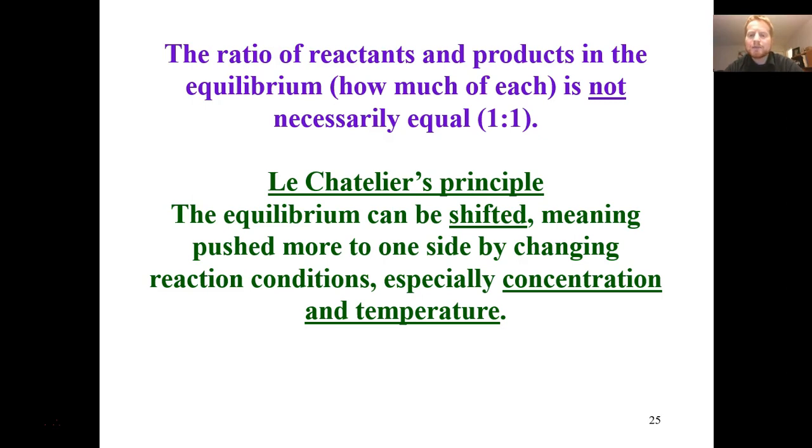That says that an equilibrium can be shifted, meaning pushed more to one side, by changing the reaction conditions, especially the concentration and the temperature. The pressure is also usually cited as something else you can change. In that last equilibrium we looked at, it's going to stick with the same number of reactants and products forever because the rate of change is the same going backward and forward. But there is a way to manipulate it so that we can shift it to make more products or more reactants. Let's take a look at how that works.